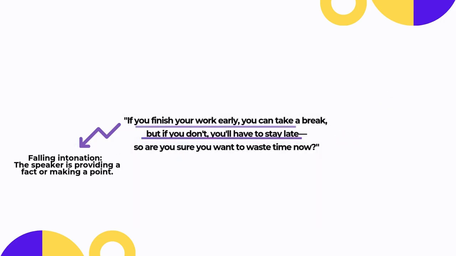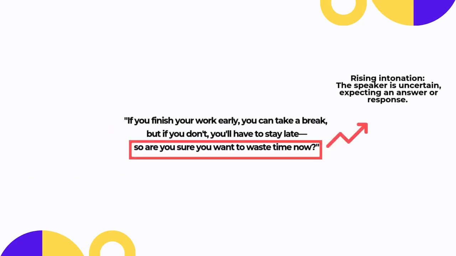In this sentence, the first part is a statement of condition or consequence. This part would typically end with falling intonation to indicate that the speaker is providing a fact or making a point. Meanwhile, the later part is likely to have rising intonation because the speaker is uncertain and somehow expecting an answer or response.